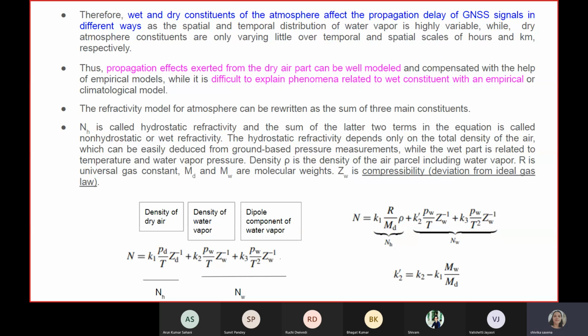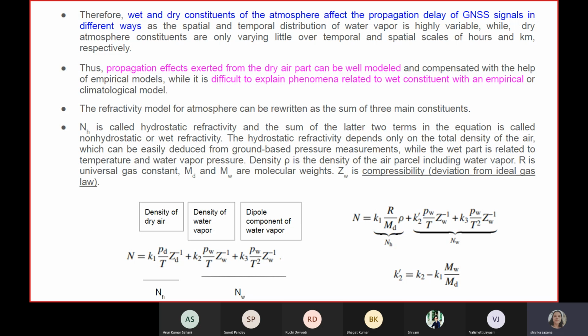Since the mixing ratio of water is different and how it affects the signal is different, the wet and dry constituents of the atmosphere will affect the propagation delay in different ways. The dry portion will affect it differently than the wet portion. The spatial and temporal distribution of water vapor is very variable, while dry atmosphere constituents vary only a little over temporal and spatial scales. So the dry constituents are more stable and constant in behavior, while the wet part, that is water vapor, is very variable.